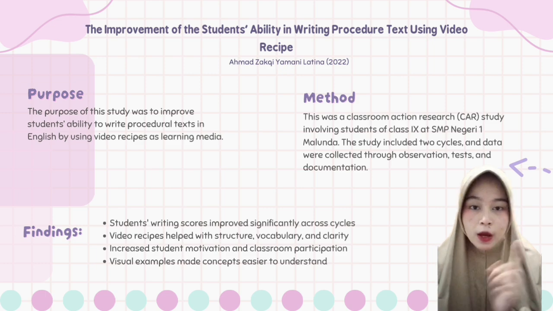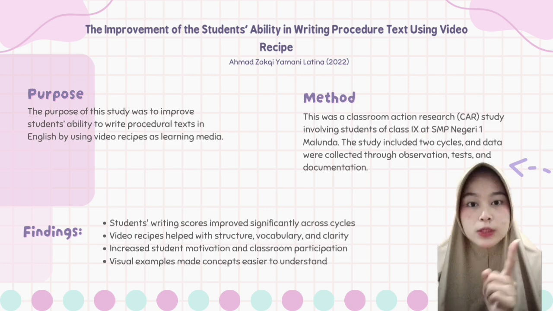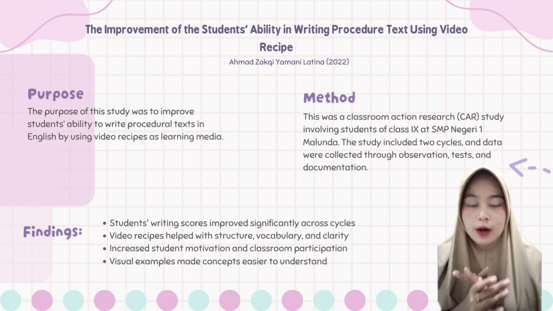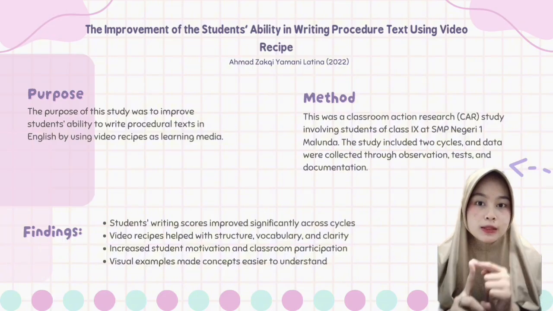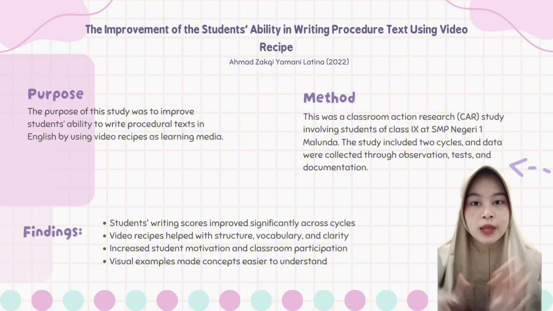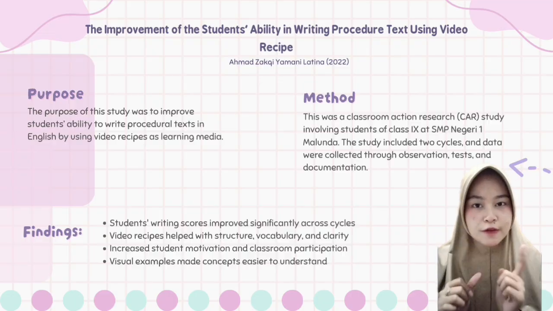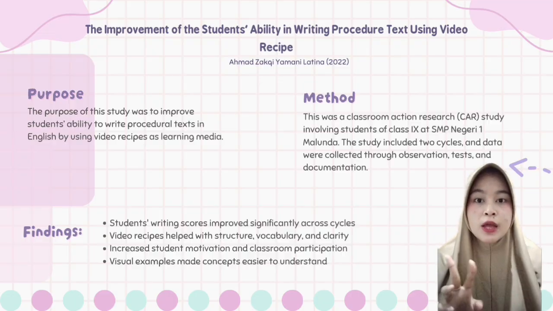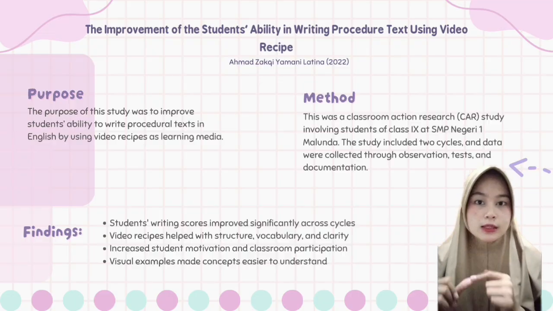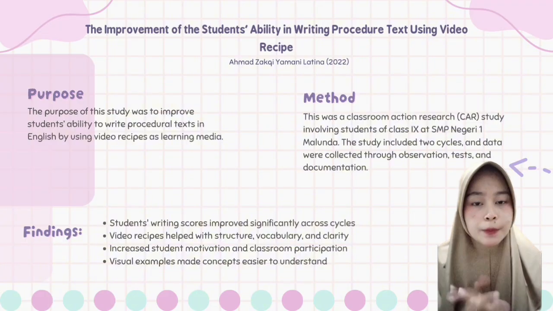in procedural writing. Okay, let's talk about the method. This was a classroom action research, or CAR, conducted in 2 cycles. The participants were 9th grade students from SMP Negeri 1 Malunda. Data were collected through observation, writing tests, and documentation. Students watched video recipes, discussed the steps, and then wrote their own procedural text.